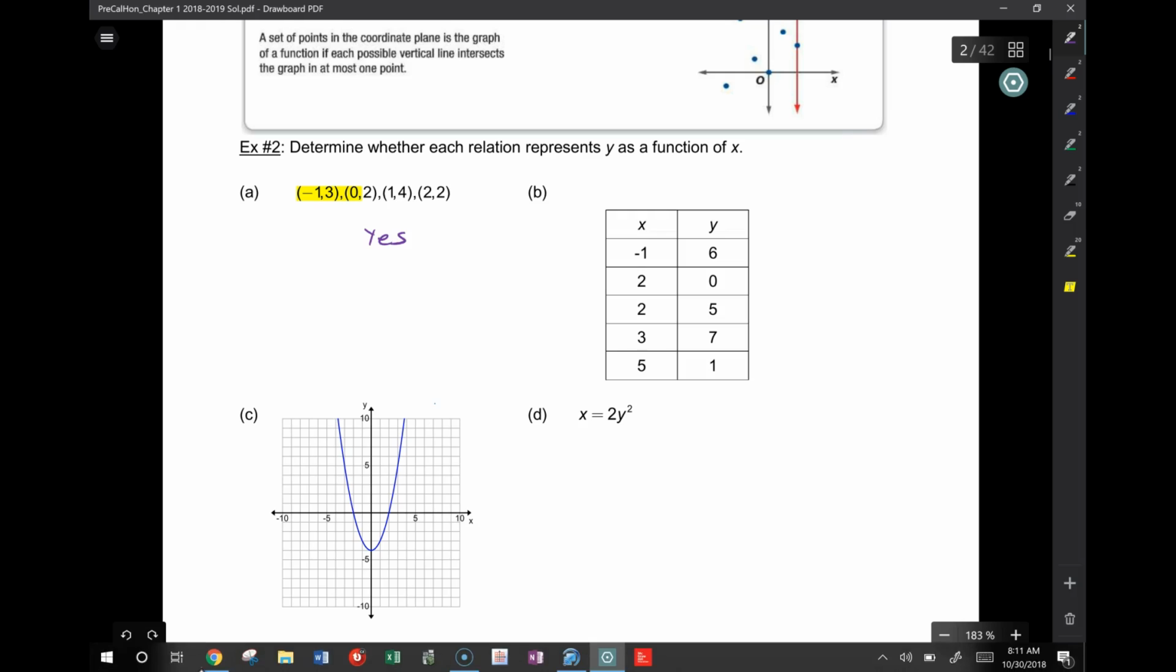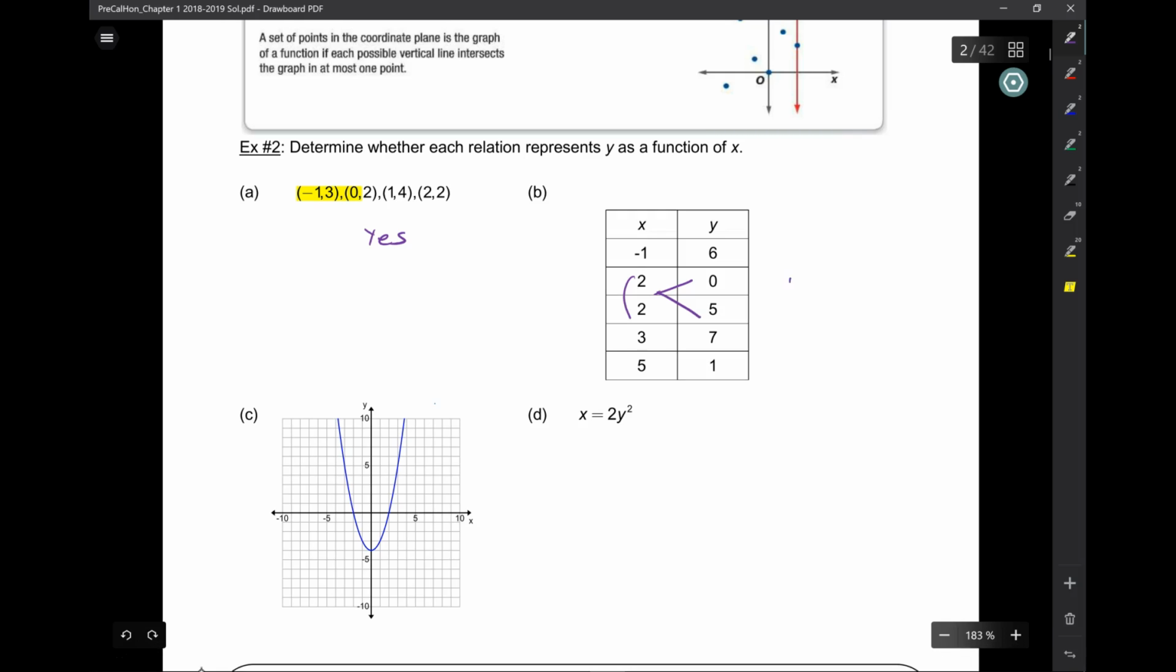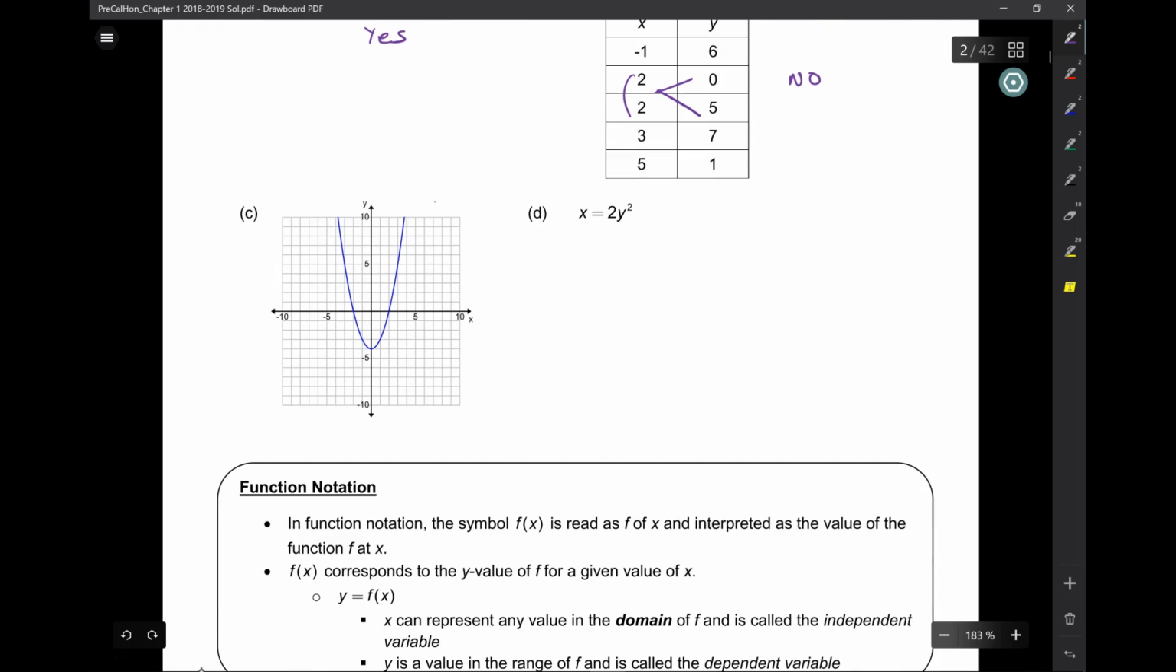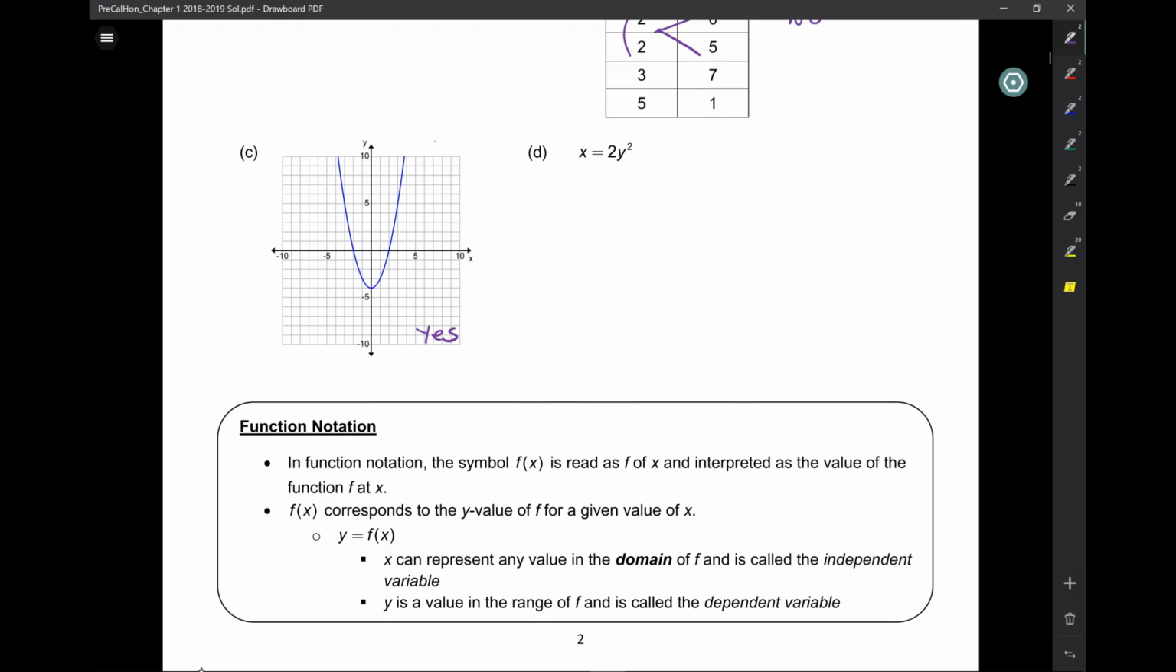What about here? No, because x's repeat with different y's, so no. What about here? Yes, that's a function. What about here? No. Right. Okay, so for each x, you would have 2 different y's. Okay, so this is a no.